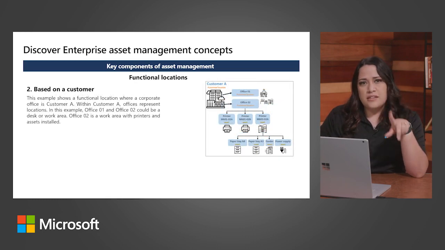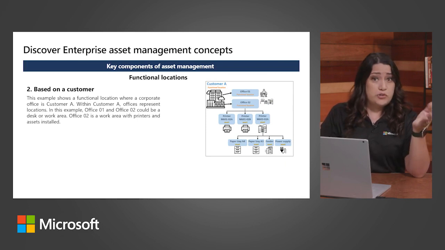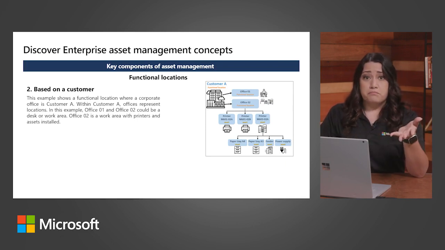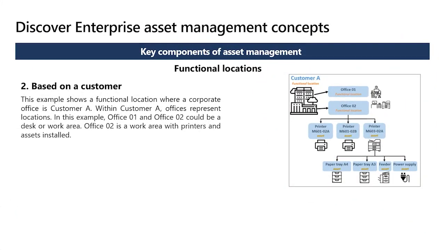But it doesn't always have to be based off of location. If you wanted, you could choose to manage your assets by customer. So let's say, for example, you have a customer and they have 2 different offices. And if you actually look at the image that we have here on the screen, each office has their own work center that has printers, printer trays, power supplies, and a number of different assets that go along with it.